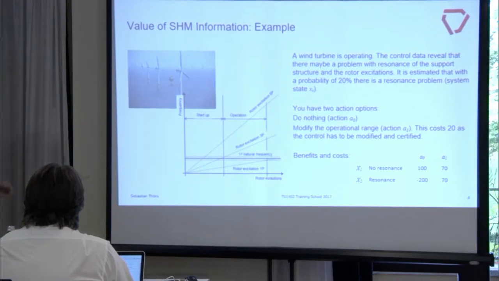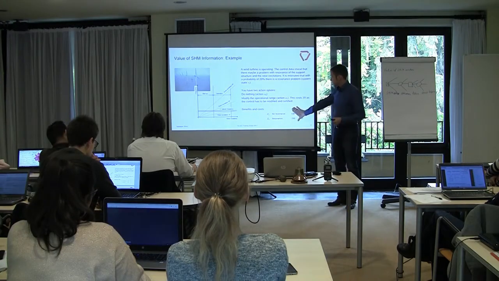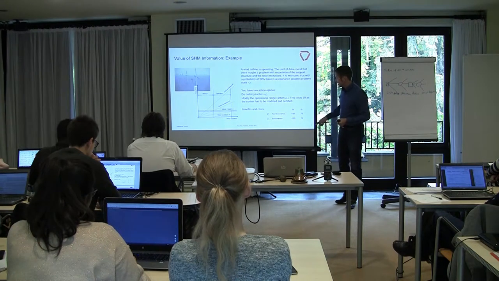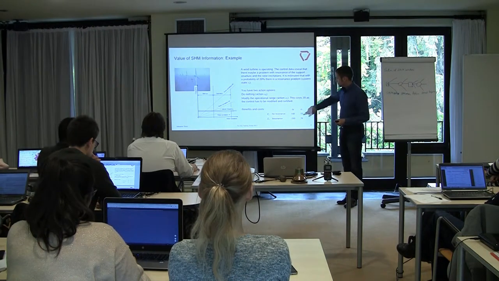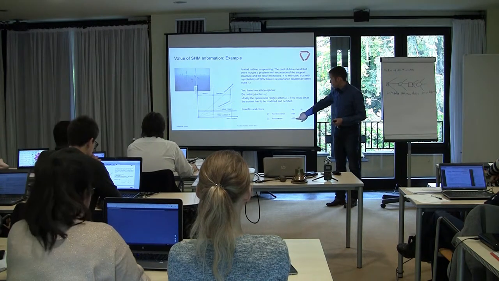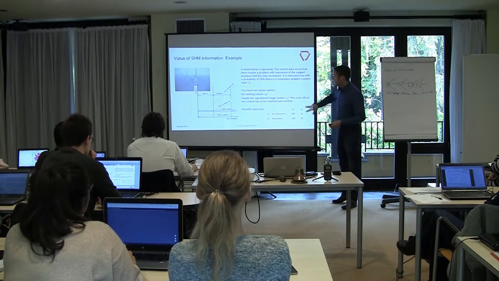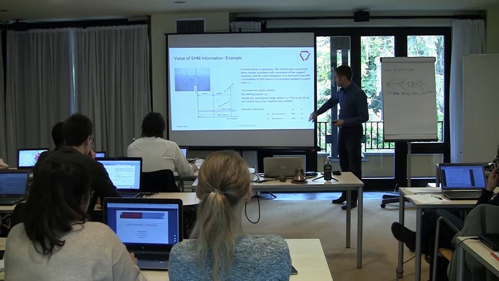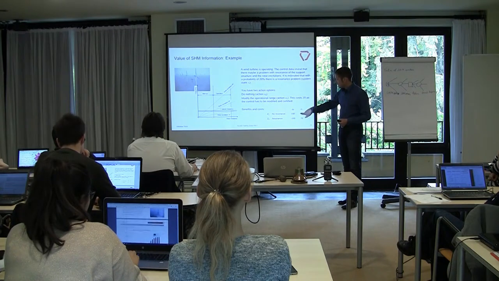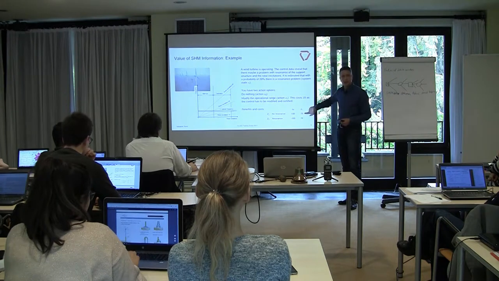And this is basically reflected in the system states we have here. So, if there was no resonance, we have a benefit of 100. And if there was resonance, then there would be a risk of minus 200. And if you modify the operational range, it's safe. But here we have a lower benefit, a lower energy production.